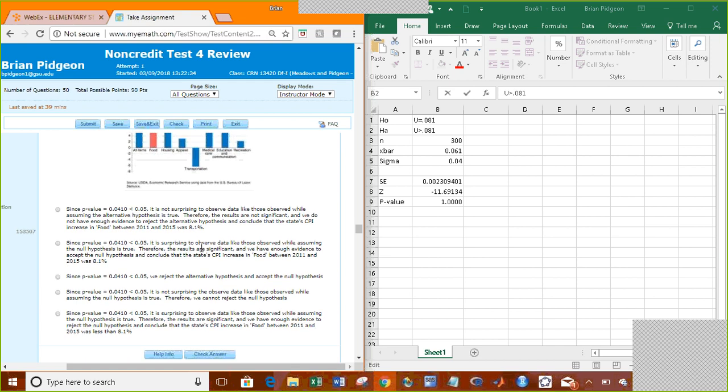Then it is surprising to observe data like these, assuming the null hypothesis is true. Therefore, the results are significant. We have enough evidence to accept, nope, accept the null, automatically no. To reject the null. So the p-value is less than 0.05. That value means, assuming the null hypothesis is true, there is a 4% chance that we would obtain a test statistic like we did. That's unlikely to happen by chance, and that's what this first sentence means. It's surprising to observe data like these.